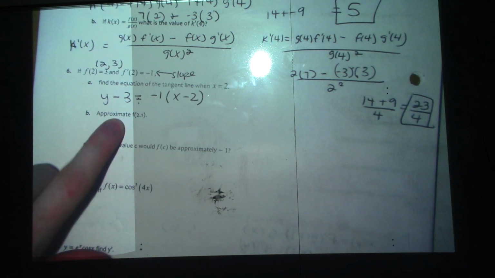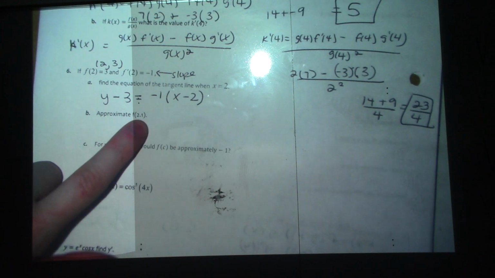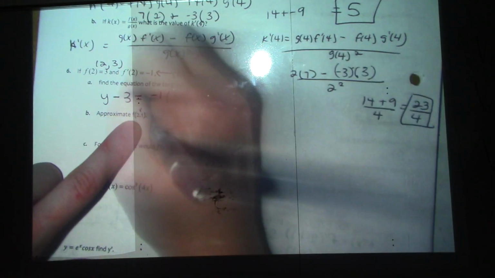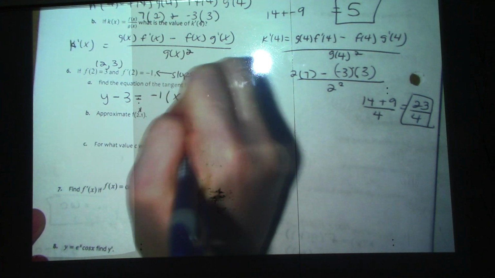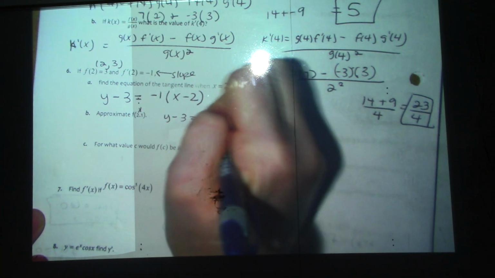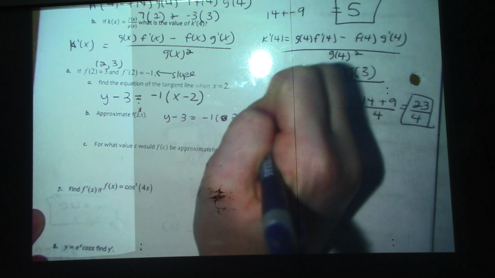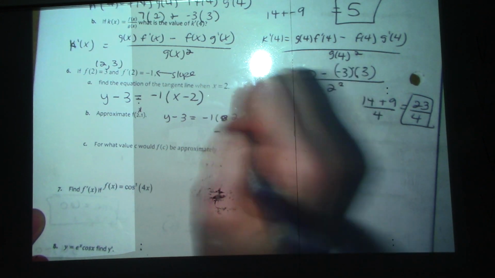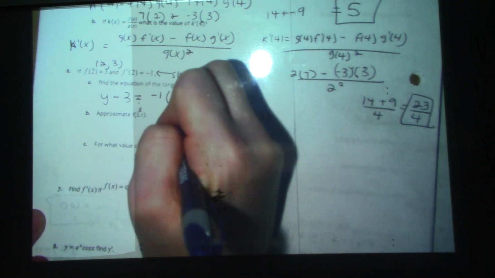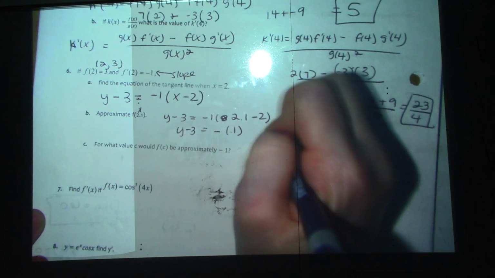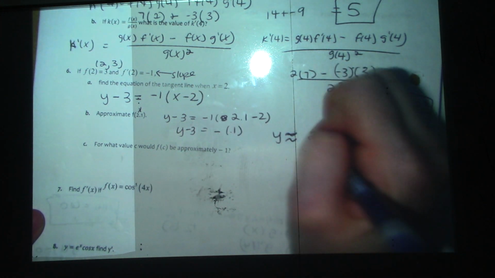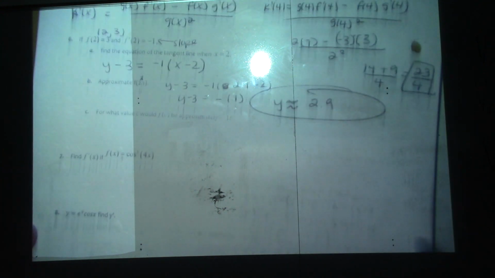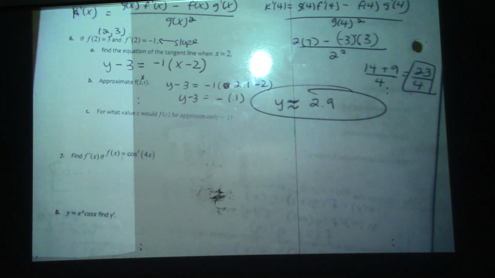I want to approximate f of 2.1, so that means x is 2.1. What is f of x, or the y value? So I'm going to plug in y minus 3 equals negative 1, not x, because I'm plugging in x, 2.1 minus 2. So that's negative 0.1 equals y minus 3. When you add that over, that gives me y is approximately positive 2.9. Or I guess f of 2.1 is approximately 2.9.